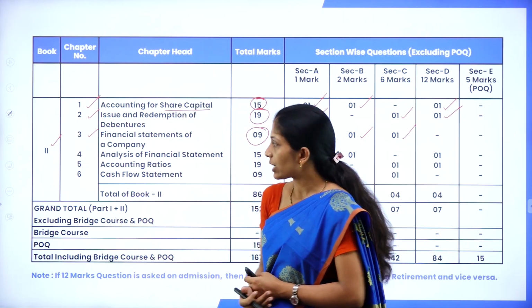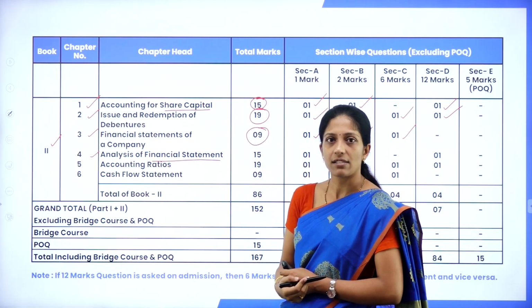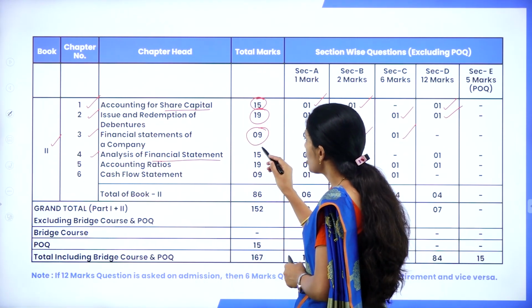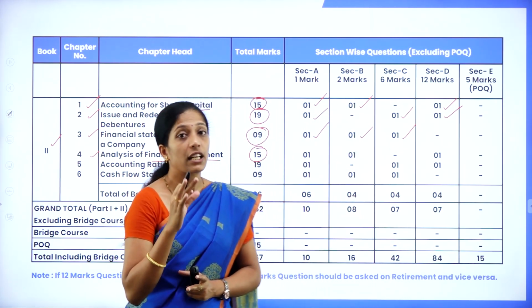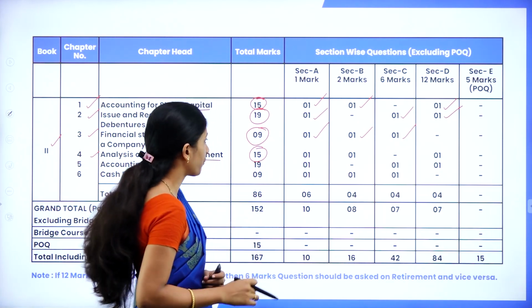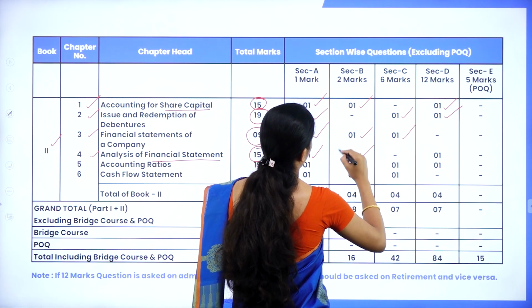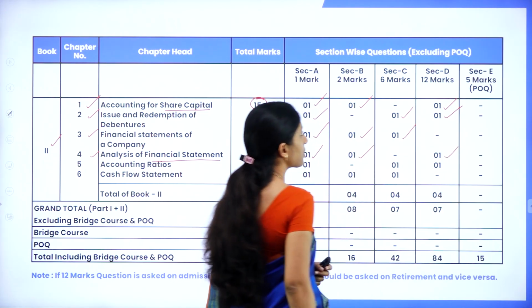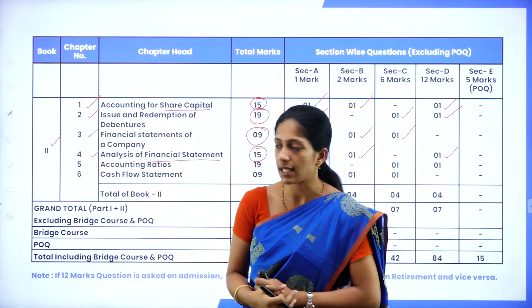Next, coming to the next chapter, that is chapter 4, analysis of financial statements. As I told you, very easy chapter. The total weightage of this particular chapter is 15 marks, and 1 mark 1 question will be asked, 2 marks 1, as well as 12 marks 1 question. And the 12 marks problem will be very easy.